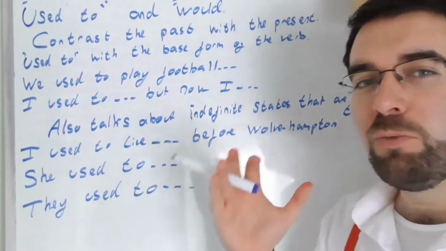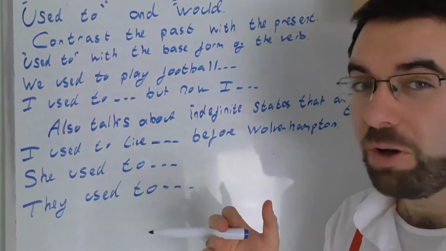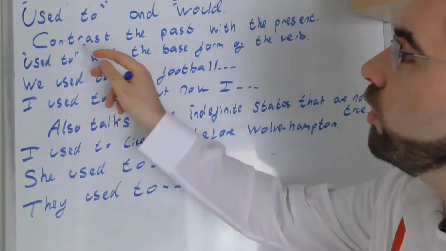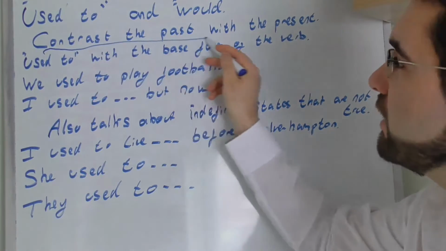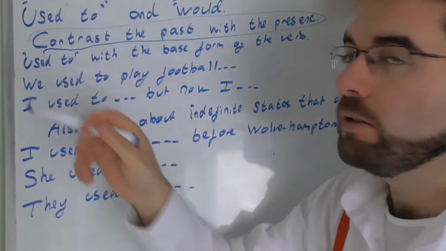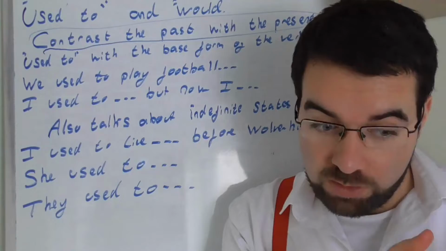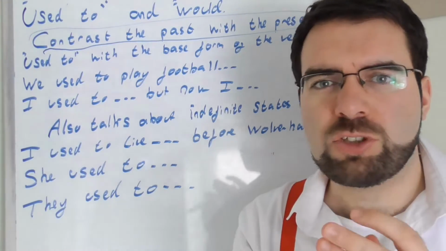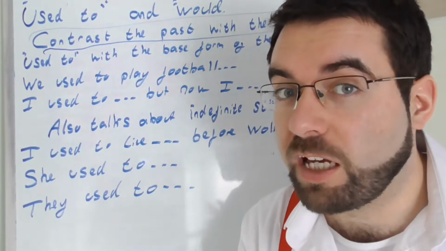So, used to and would. What are they used for? We use them to contrast the past with the present: how the past is different from the present, from now, how different they are, what has changed in that time span.